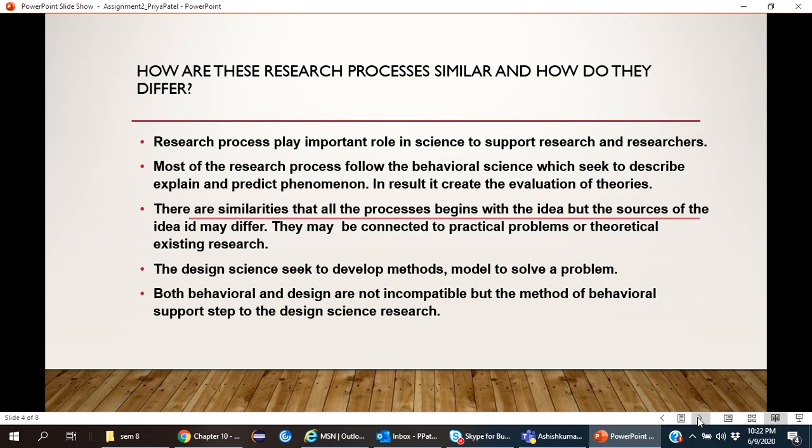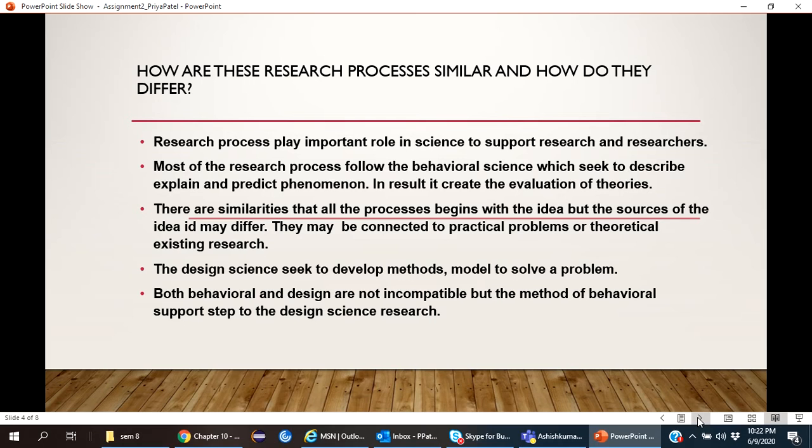So how are these research processes similar and how do they differ? Research processes play an important role in science to support research and researchers. Most research processes follow behavioral science, which seeks to describe, explain, and predict phenomena. As a result, it creates the evaluation of theories. They are similar in that all the processes begin with an idea, but the sources of that idea may be different, right? They may be connected to practical problems or existing theoretical research.